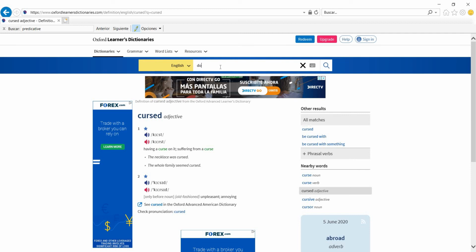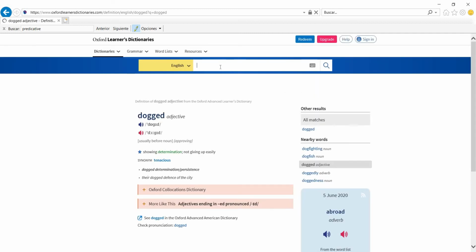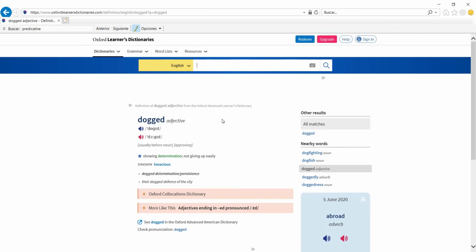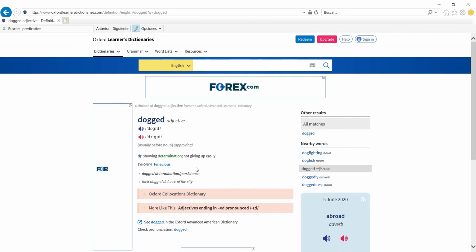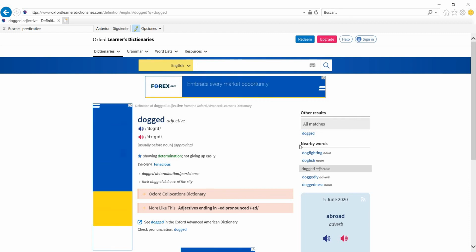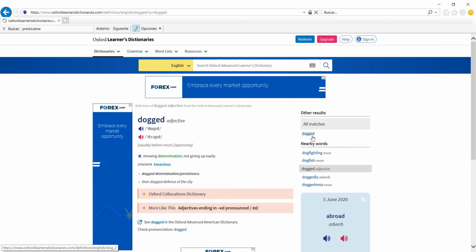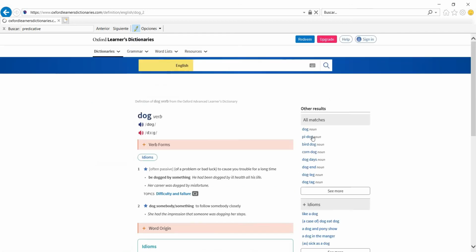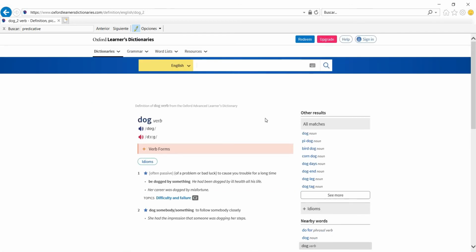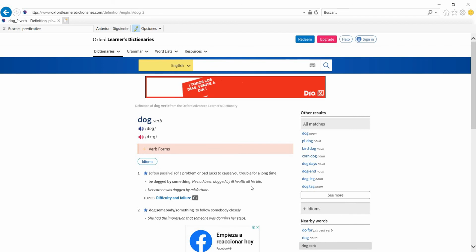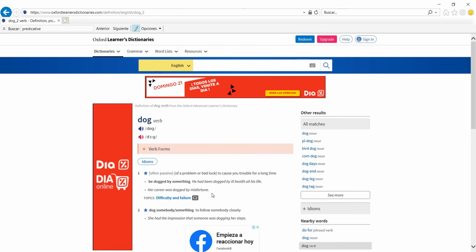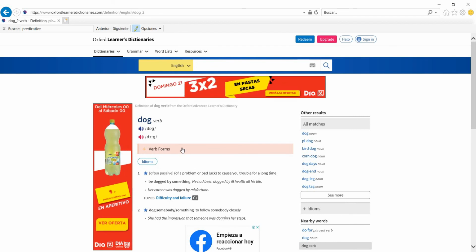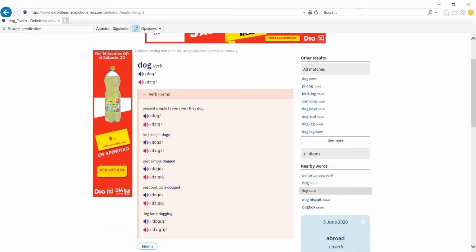Okay, what about this one? Dogged or dogged? Dogged meaning tenacious, dogged determination, persistence, right? Dogged defense of the city, right? But dogged, from the verb to dog, right? You are dogged by something, dogged by ill health or dogged by misfortune, right? And in that case, it is dogged. There, dogged. Okay.